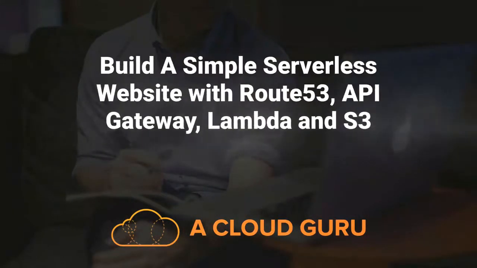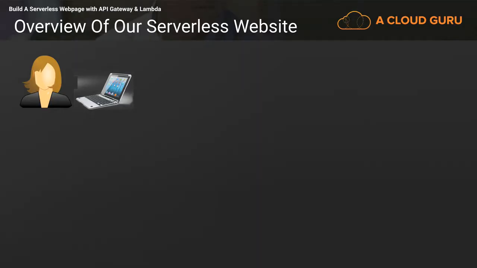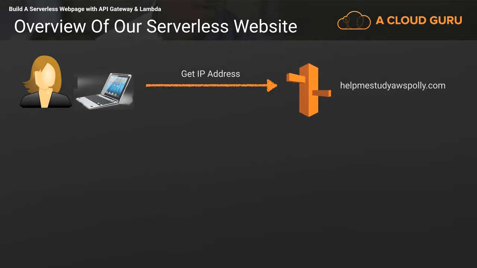In this lecture, we're going to build our very first serverless website with Route 53, API Gateway, Lambda, and S3. Let's have a look at how it's going to work. So we've got our user. They want to go ahead and get the IP address for helpmestudyawspoly.com, which is the domain I'm about to register with Route 53. Route 53 will return that IP address to the user's web browser.